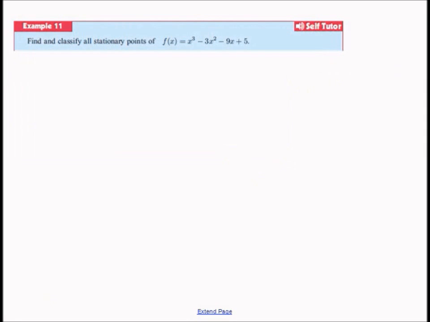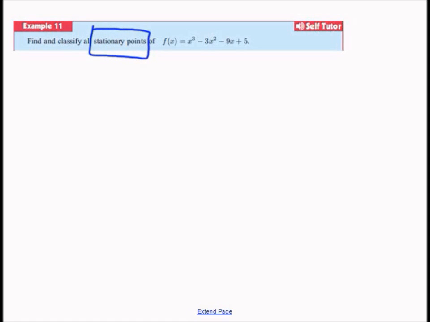So let's look at a few examples. Example 11. Find and classify all stationary points of this function, x cubed subtract 3x squared subtract 9x plus 5. Okay, so I want to go through this step by step with you so that you will be able to follow any of the questions that are being asked of you.